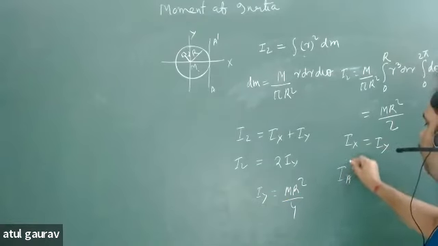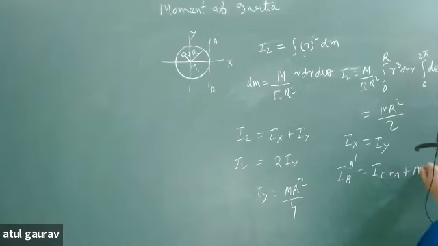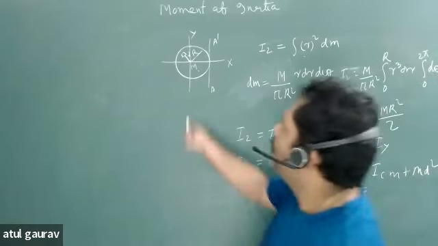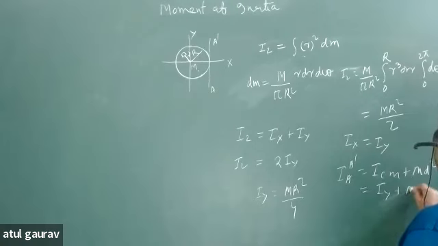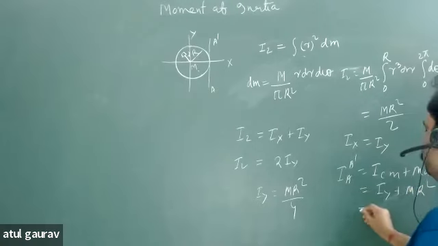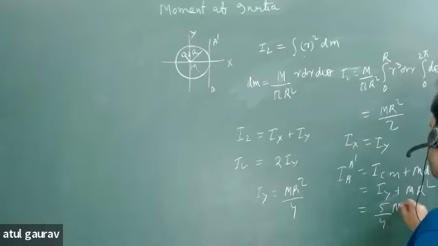So IA dash is equal to ICM plus MD square. What will be this value? अब now ICM क्या है आपका? ये Iy आपका ICM है ना? So and what is D? R square. R is. So that value is equal to 5 by 4 mr square.